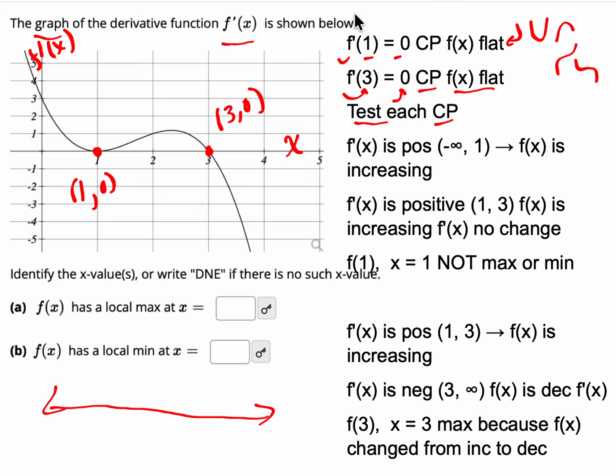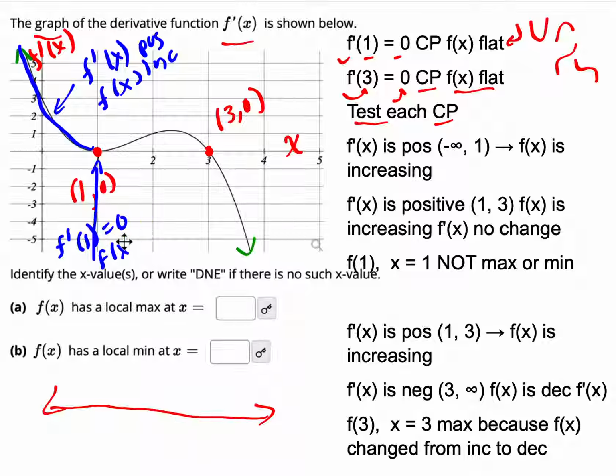So if I look here, if that kept going both ways, when x is less than 1, my derivatives are positive because they're above the x-axis. So this whole stretch here, f prime of x is positive. That is telling me that f of x is increasing. At this critical point here, f prime of 1 is equal to 0. That's telling me that f of x is flat.